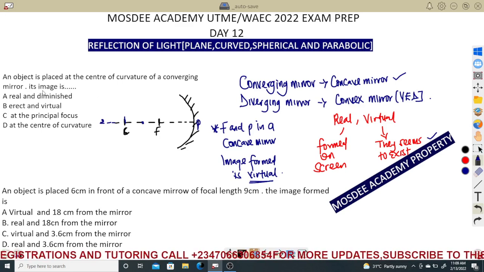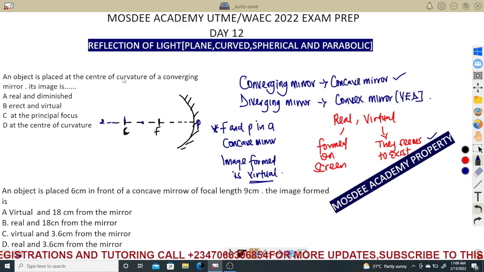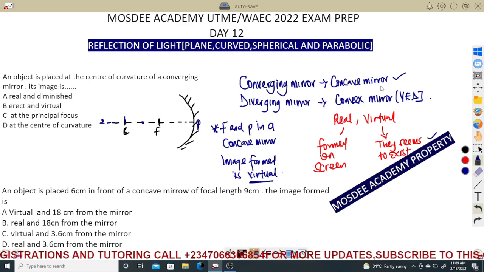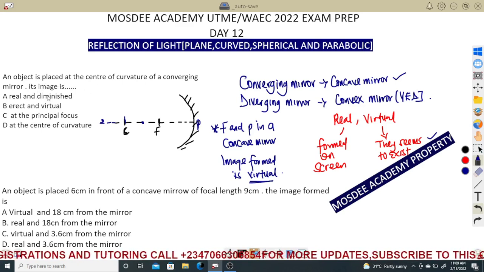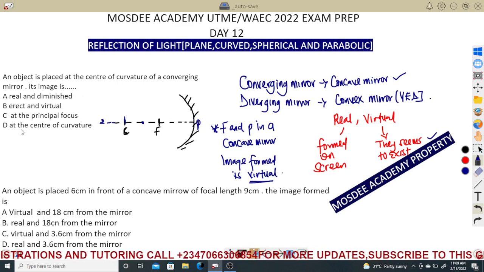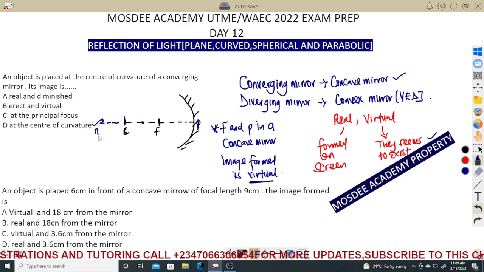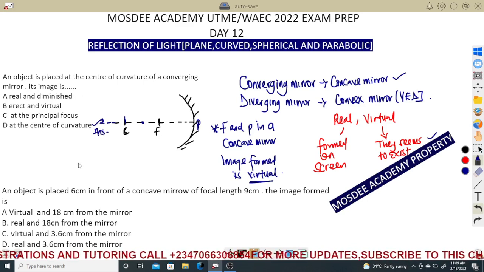I hope you understand that, and here to answer this question from all I've been saying since morning, I think it's not a very simple question. An object is placed at the center of curvature of a concave mirror, which is also called a converging mirror. Its image will also be at the center of curvature. So that's the answer to the question. When you know it, you know it.